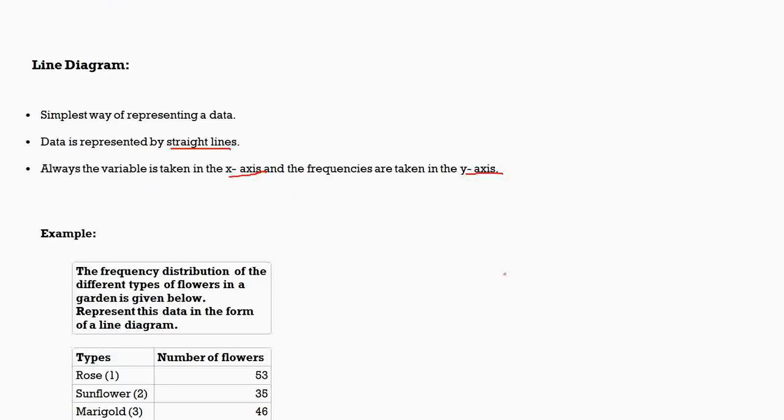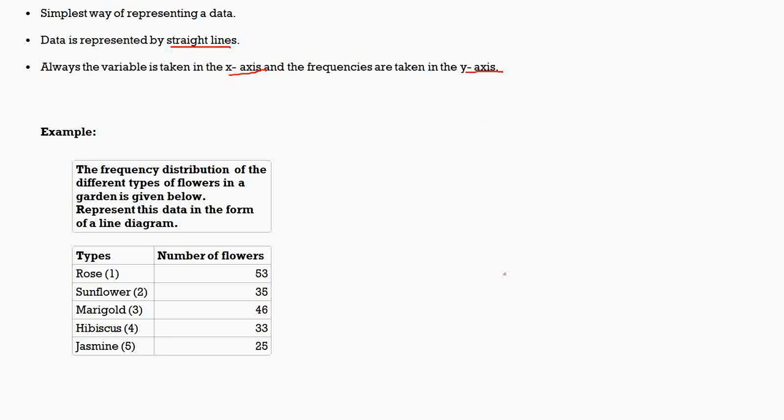So the first example is the frequency distribution of different types of flowers in a garden is given below. Represent this data in the form of a line diagram. So it's clearly stated in the question itself that we need to draw a line diagram. So we have this table. So either you can represent this as rose, sunflower, marigold in the x-axis, or you can number them as 1, 2, 3, 4, 5. So let us see the line diagram.